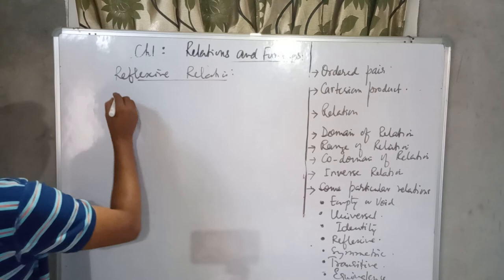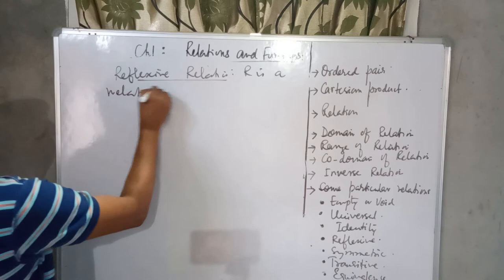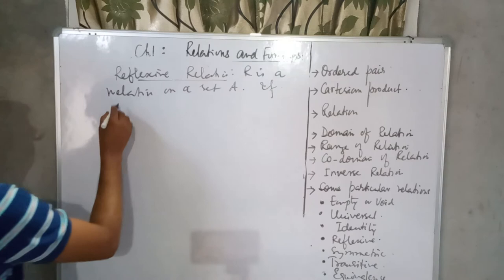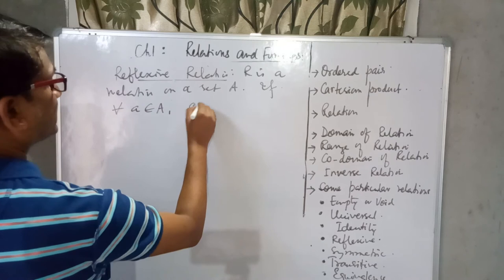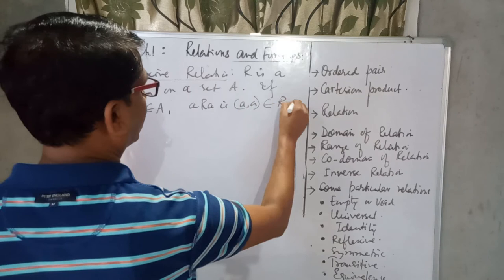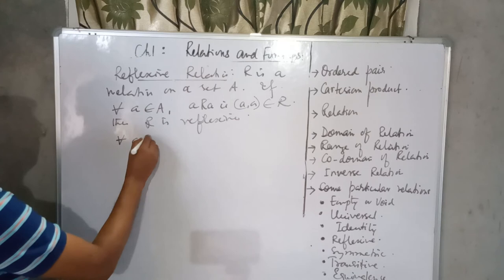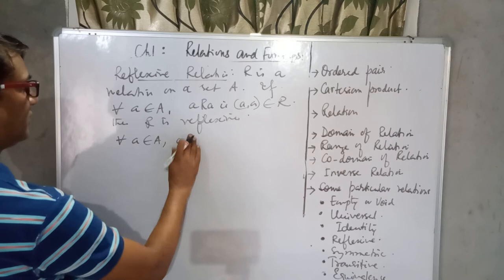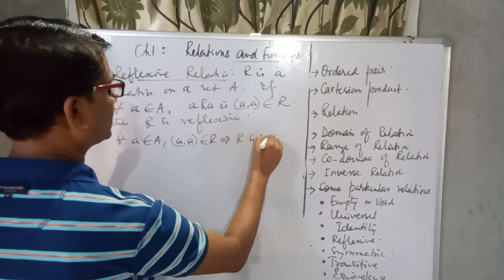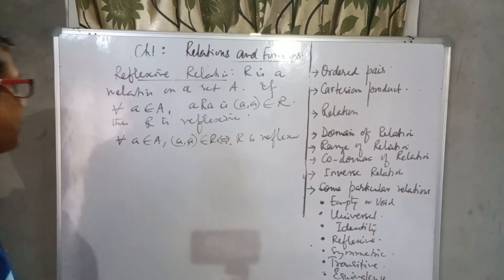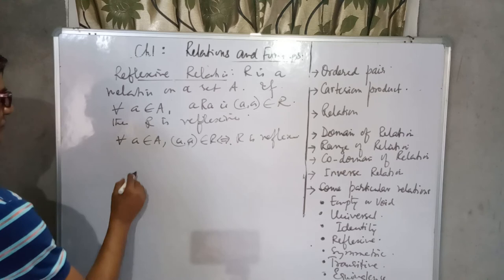R is a relation on a set A. If for all a belongs to A, a is related to a, that is (a, a) belongs to R, then R is reflexive. Or you can say, for all a belongs to A, (a, a) belongs to R implies R is reflexive. If and only if (a, a) belongs to R, then R is reflexive. If R is reflexive, (a, a) belongs to R. Okay? As for example, we can take, suppose L is the set of all lines, parallel lines.